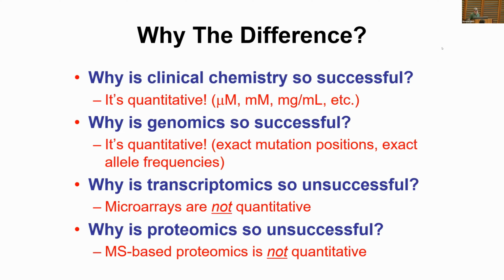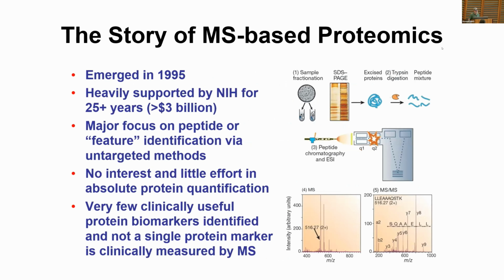Whether it's microarrays or RNA-seq, it's not a quantitative measure. Same with proteomics, at least with mass spec proteomics. Most of the methods are not quantitative. So if we look at the mass spec-based proteomics, and I want to distinguish that from things like Olink or Luminex that were highlighted earlier, in terms of mass spec proteomics, it's been around for about 30 years. It's been very heavily supported by the NIH. Almost $3 billion has been invested into it.